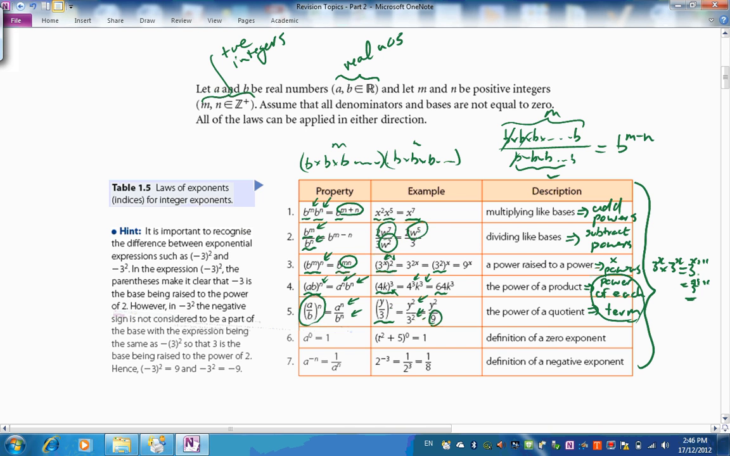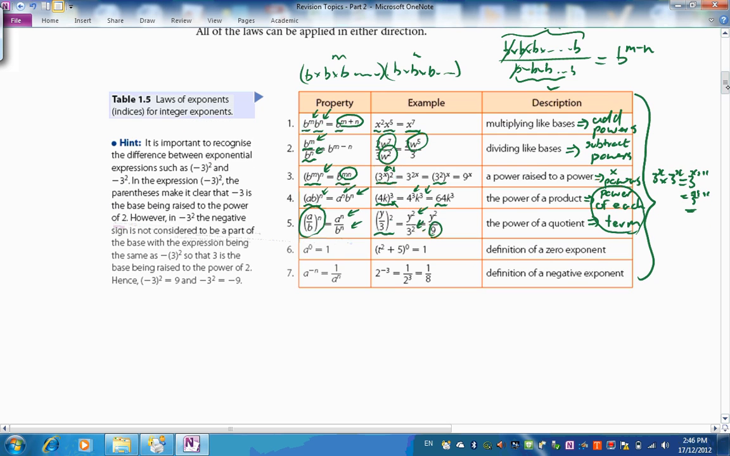Now there's something funny going on down here. How can we have a to the naught? How can you have a times itself no times? Well, it's not quite like that. Let's have a look at a cubed over a cubed. And we'll say a is not equal to naught. The reason we're going to say that is you can't divide by 0. In mathematics, there is no definition for division by 0.